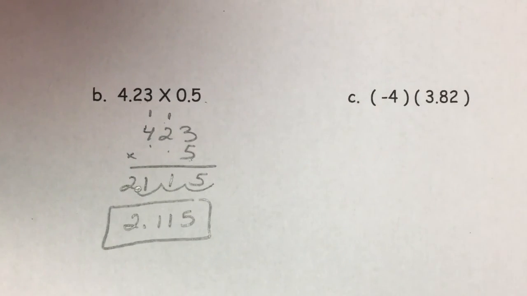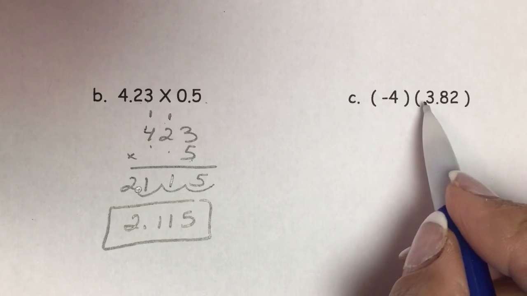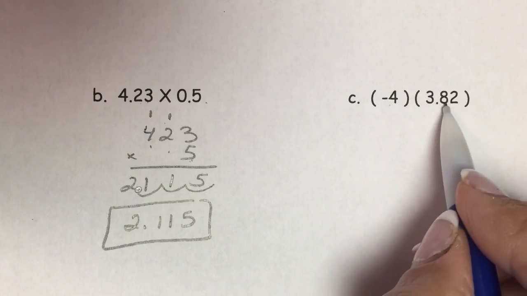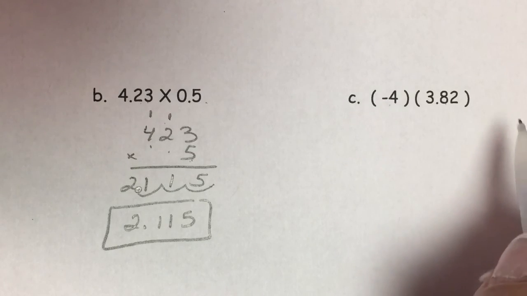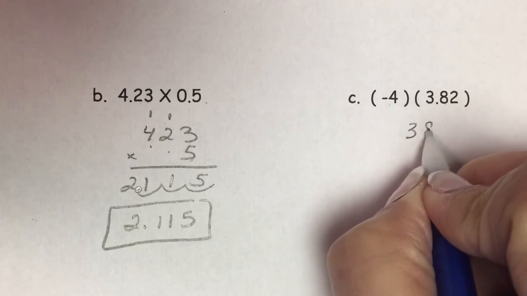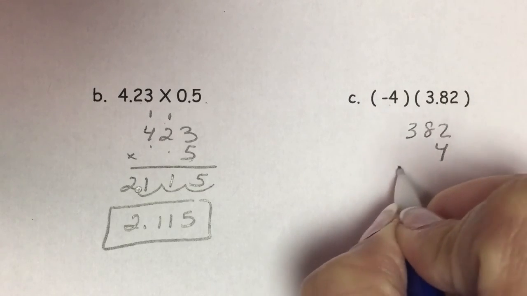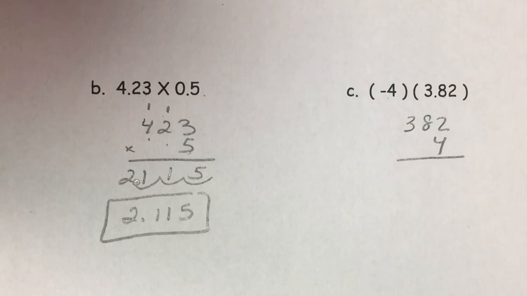Let's do this one. Well, we know our answer is going to be negative. How do I know that? Because I'm multiplying a negative times a positive. So let's not worry about that. Let's multiply the numbers as if there were no decimals at all. And again, I'm ignoring the negative. My answer is going to be negative. I'm not going to forget that.